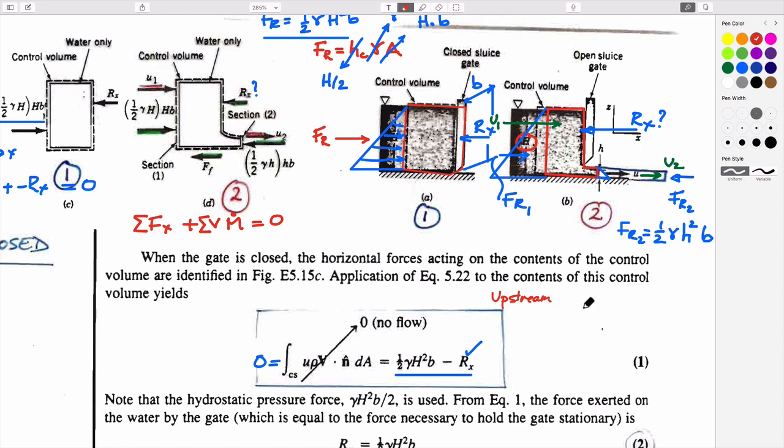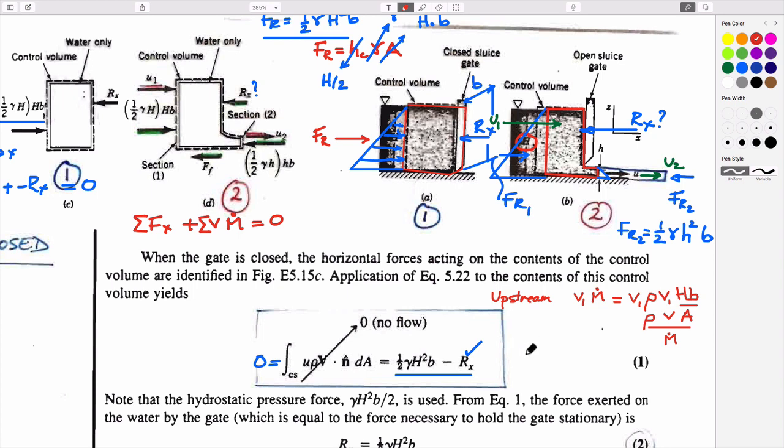So the upstream is going to be equal to V1, U1 here, multiplied by the mass flow rate, which is going to be equal to the density times the velocity V1 times the area, which is uppercase H times B. So this is an area, this is the velocity, and together these three terms represent mass flow rate. And so this whole term represents that.